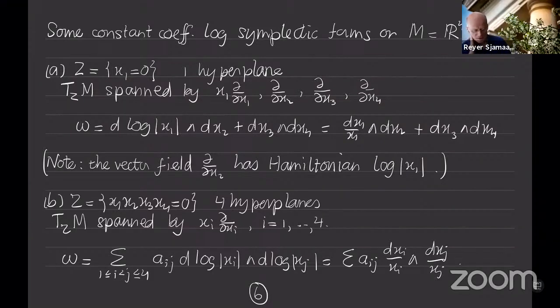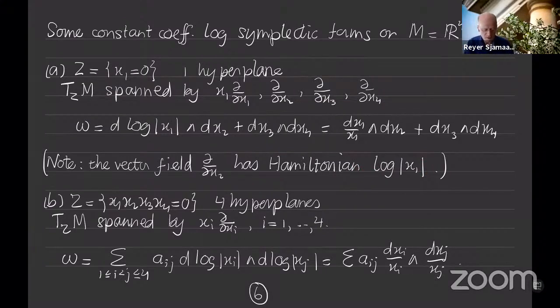Before I move on to the next example, from this formula, you see that the perfectly respectable vector field ∂/∂x2 is Hamiltonian if you allow as Hamiltonian functions this function, which has a pole, log of |x1|. So the Hamiltonian correspondence, which I wrote down a few pages ago, also works in this setting for certain functions with poles. I'll come back to this issue.